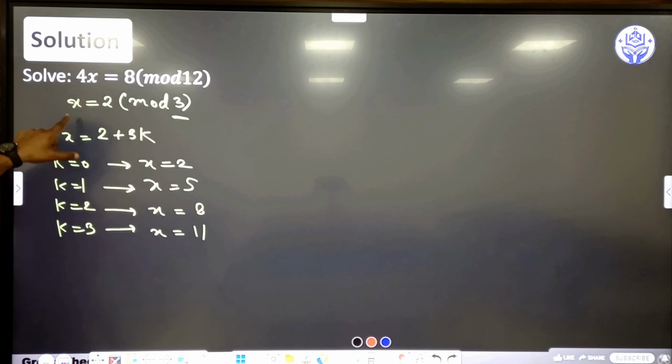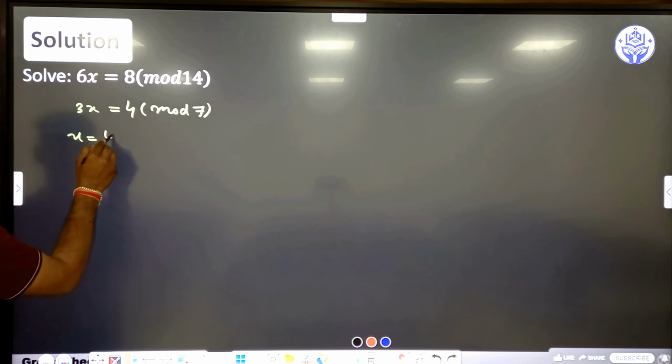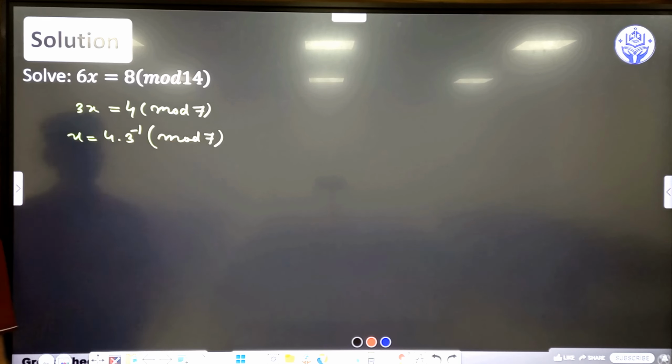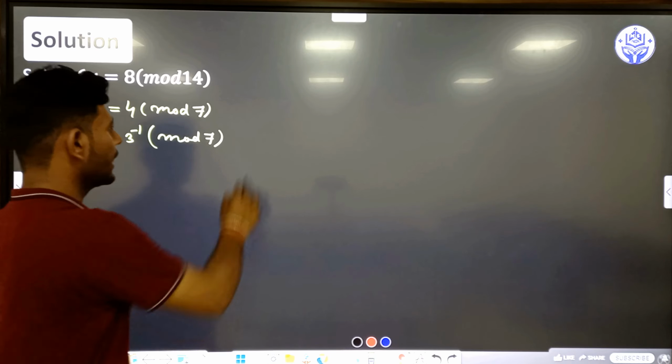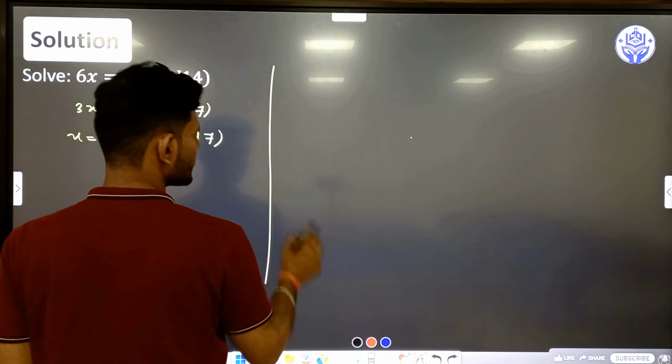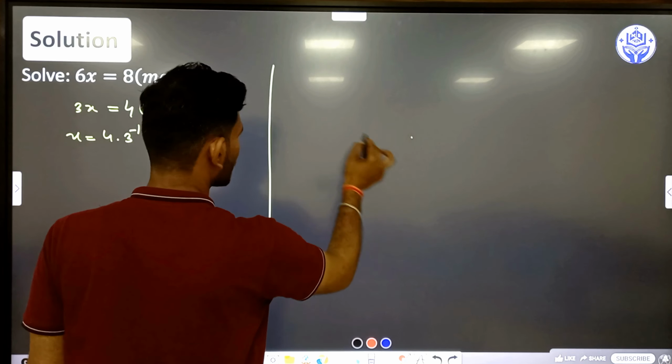From here, if it is 1, then I can write simply in this case, but it is not 1. So I have to just write like this: x is equal to 4 into 3 inverse mod 7. Now how can I find the inverse? What do you mean by inverse here? So I will find the inverse here. That is very simple. How can I find it?